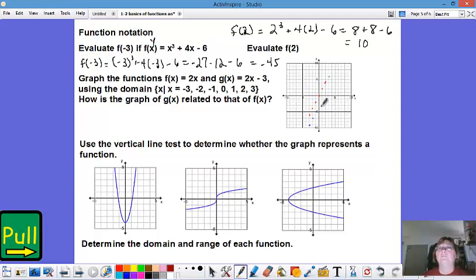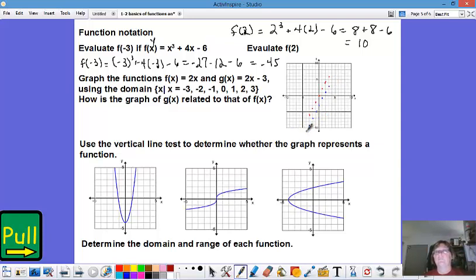At 0, we're going to get negative 3. At 1, 2 times 1 is 2, and 2 minus 3 is negative 1. So right here. At 2, 2 times 2 is 4. 4 minus 3 is 1. And at 3, 6 minus 3 is 3.